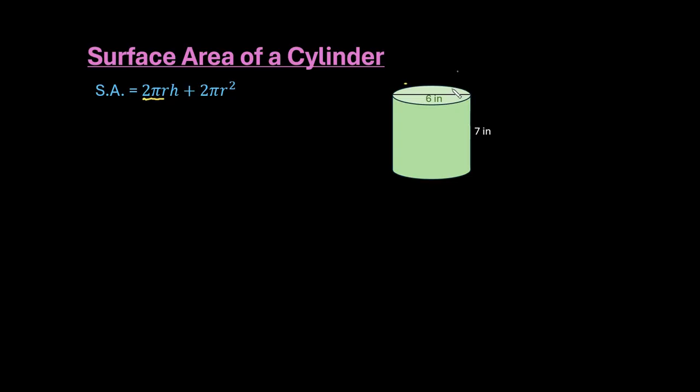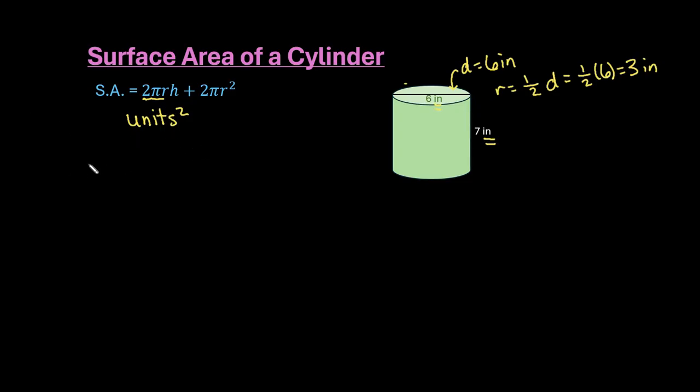In this case, they gave us that the diameter is 6 inches. So remember that the radius is always half of the diameter. So in this case, we would have to take half of the 6 to get the radius first, and that would give us 3 inches. Do keep in mind that your answer for surface area is always going to be in units squared. So in this case, because we're dealing in inches, our answer is going to be inches squared.